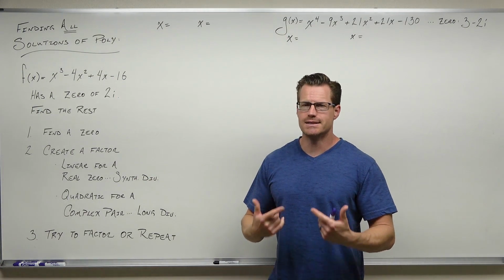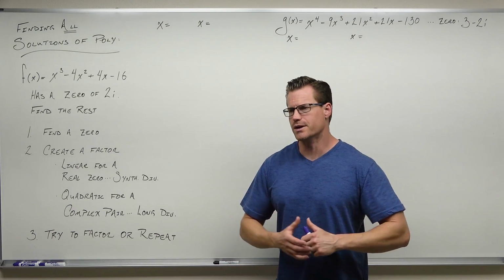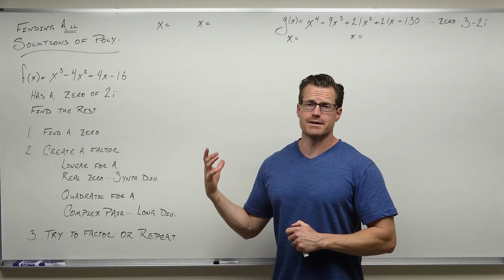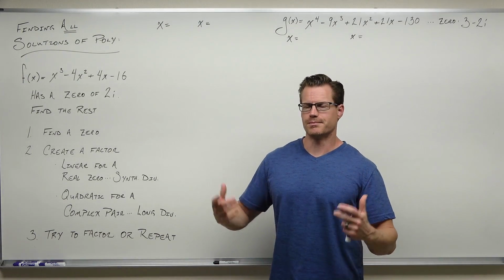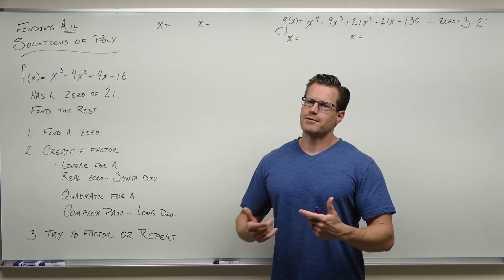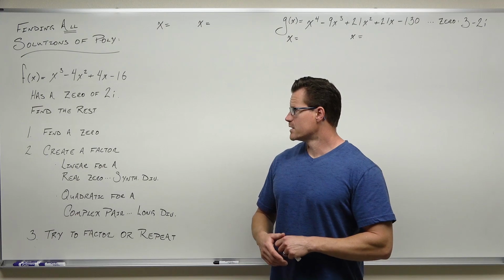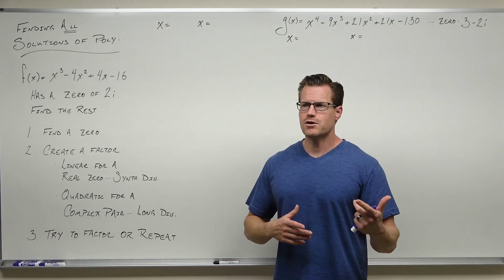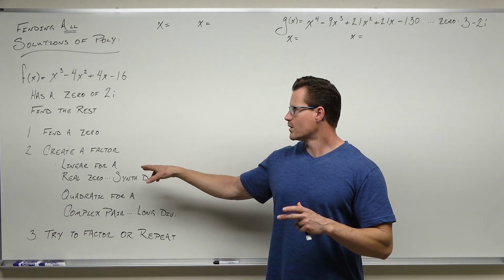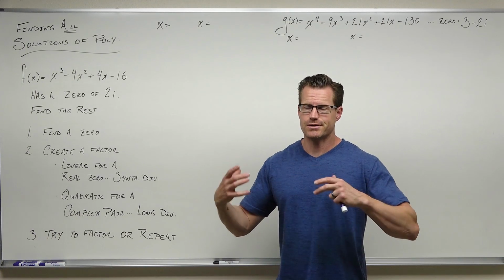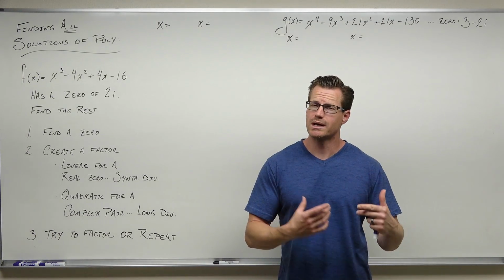So here's the idea for all we're going to do today. Number 1, we're going to find a 0. If they give you one, awesome. If not, we're probably going to have to fall back on the rational zeros theorem to find our own zeros. Number 2, we're going to create a factor. If you have a real 0, then you're going to create a linear factor and you're going to use synthetic division, and that's really quick.